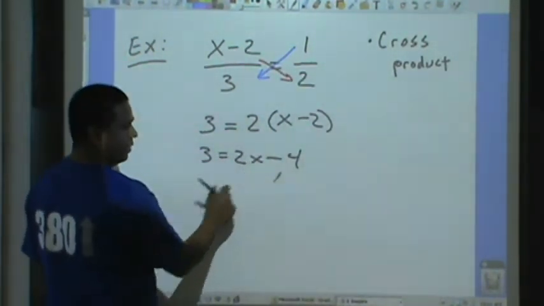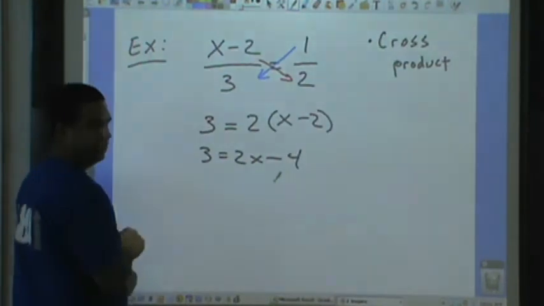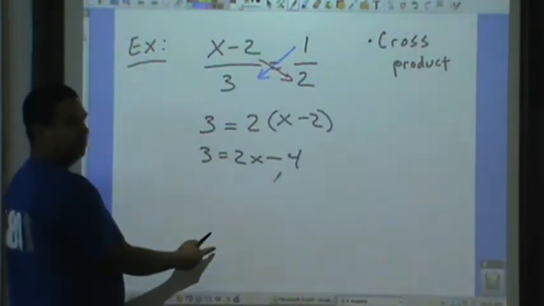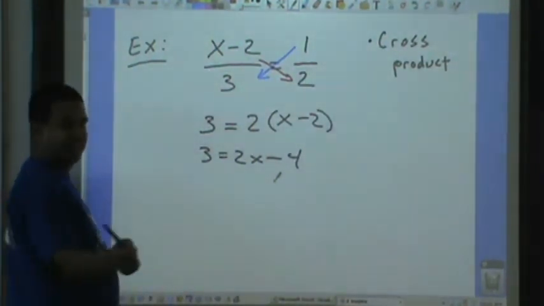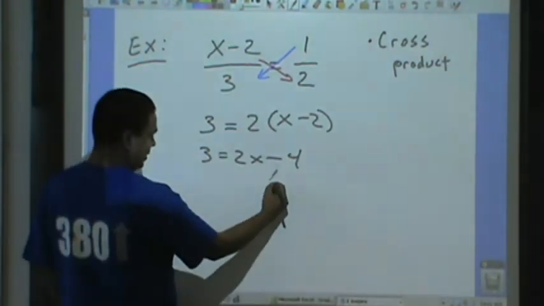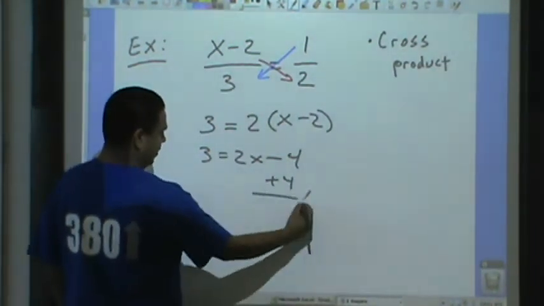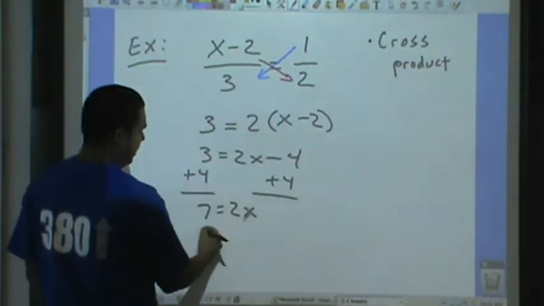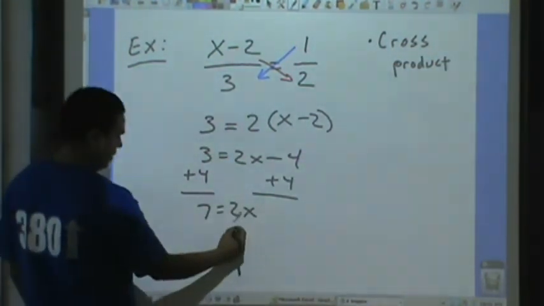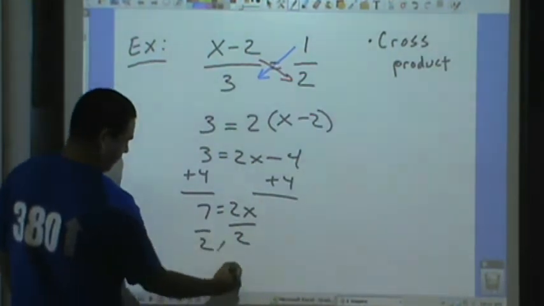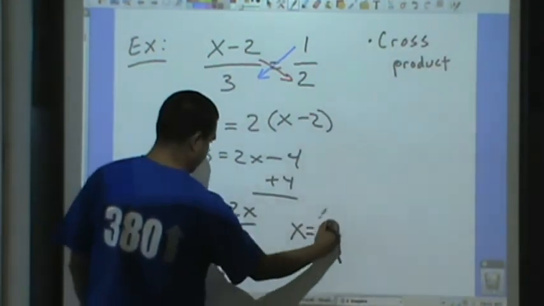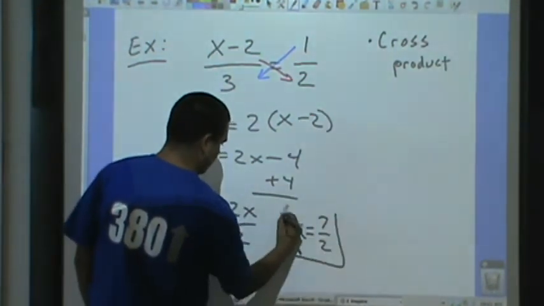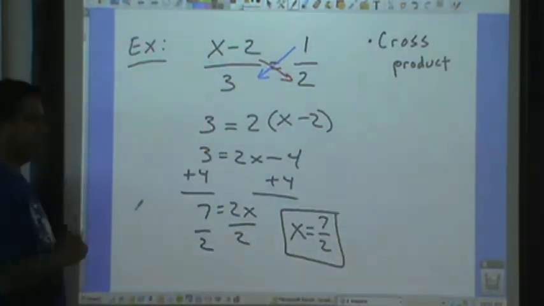Can I combine those? No. So what's the next step? Plus 4. Add the inverse. So we add 4. Right. Add 4. And the last step always divide. And you're done. Okay.